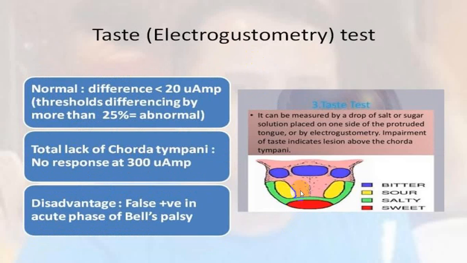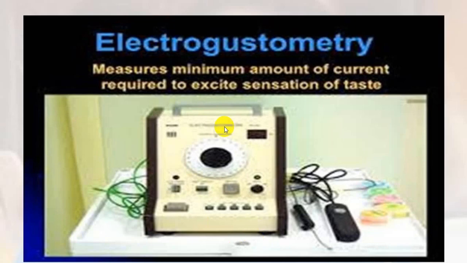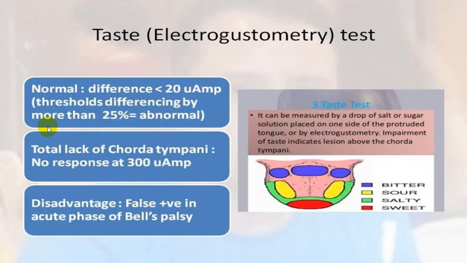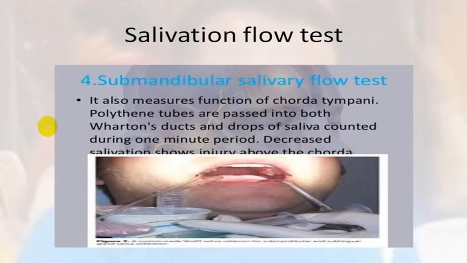And you can go for the taste sensation of the anterior two-thirds of the tongue, which will also be affected in a person with an intracranial pathway lesion. There is also a test called electrogustometry, which helps to identify whether taste sensation is damaged or not. Then there is the salivary flow test, which will require special technology.